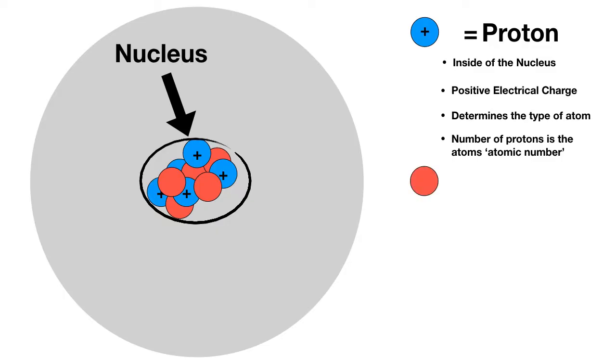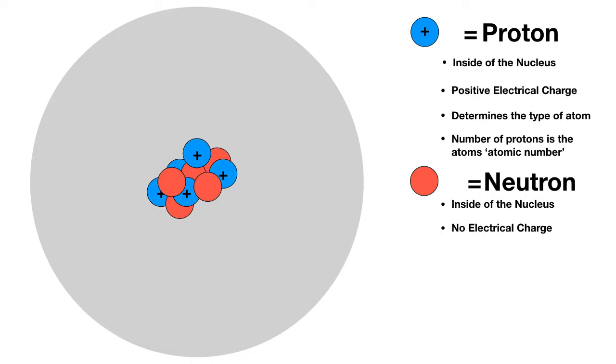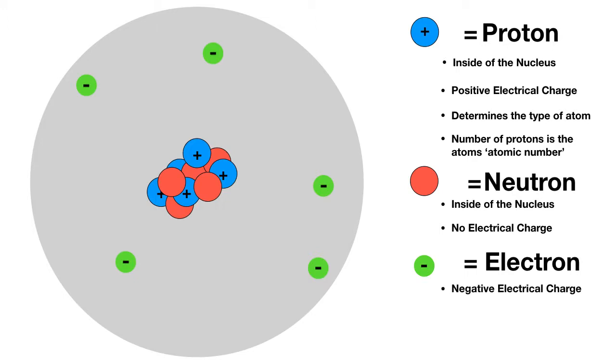The other type of particle in the nucleus is called a neutron. Now, neutrons are also inside of the nucleus, but they carry no electrical charge. You can remember that the N in neutron stands for no electrical charge. But now, outside of the nucleus are other particles. There are these smaller particles that constantly fly around the outside of an atom. We call these tiny particles electrons. Now, electrons have a negative electrical charge, meaning they're the opposite of protons. They're also always flying around the outside of an atom.